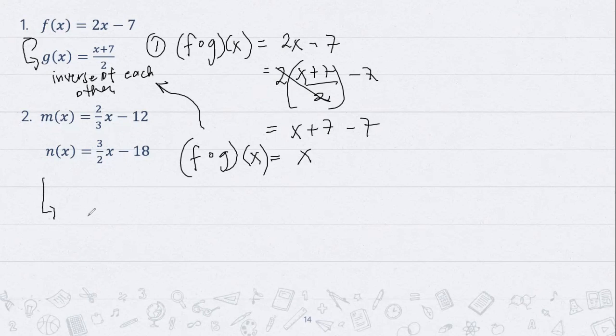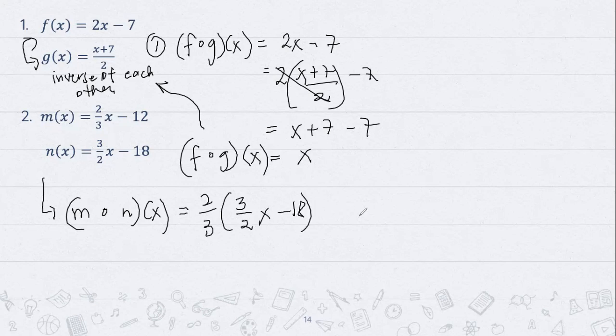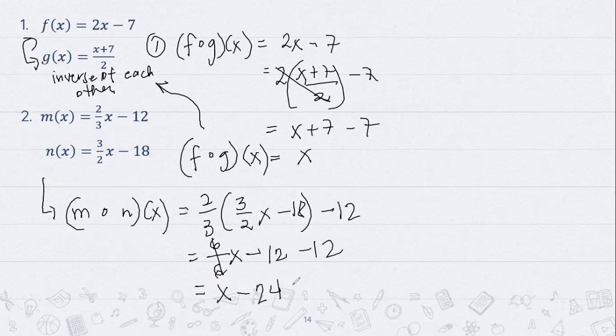So next we have m of x and n of x. So we have m of n of x. So we have 2 over 3, pasok kasi 3 over 2 of x minus 18 dun sa x, minus 12. So isa-isahin natin. 6 over 6 of x minus 2 times 18, that is 36 divided by 3, that would become what? 12. Okay? So, tama yan, 12. Minus 12. Cancel si 6 over 6, our answer would become x minus 24. Mali, kasi dapat x lang. So, they are not inverse of each other.